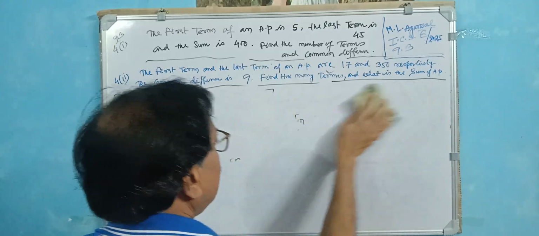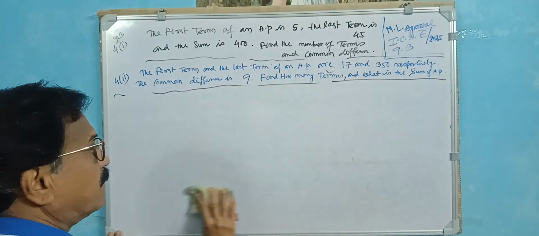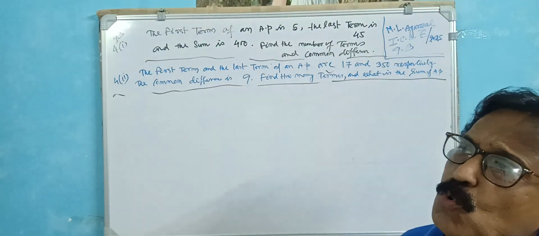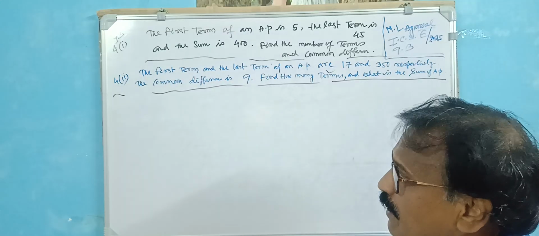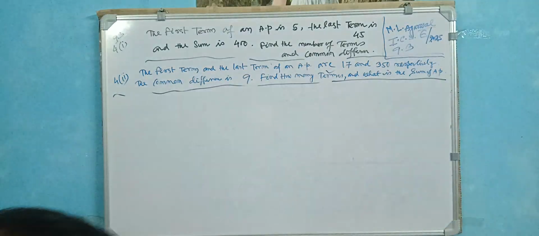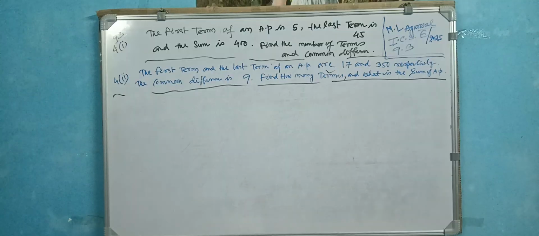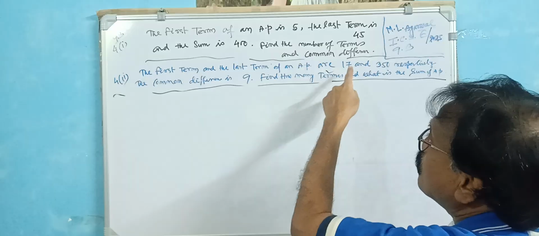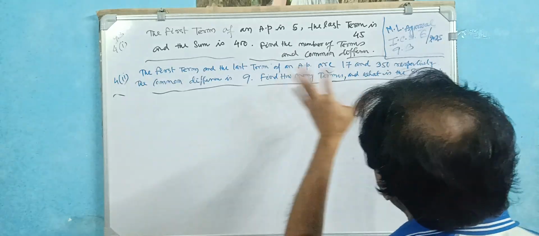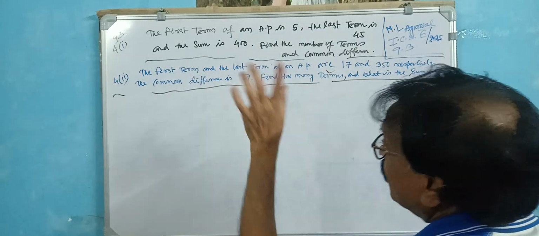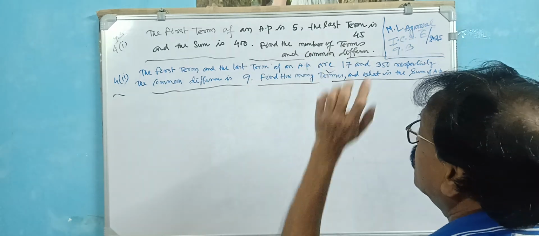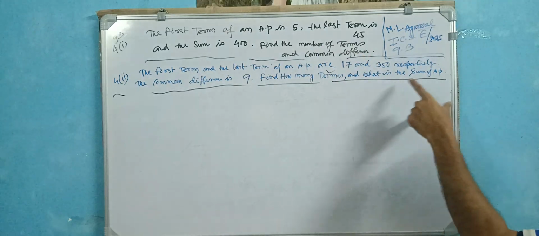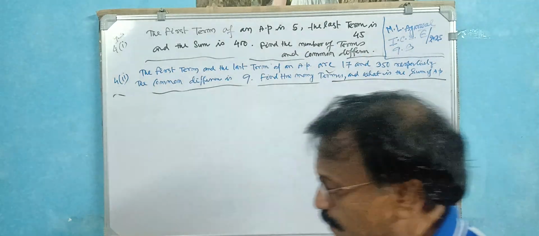Now the next sum. This is a different pattern. Three or four items are given and two items are unknown, which will be solved. Here is the second sum. The first term and the last term of an AP are these respectively. The common difference is 9. Here the common difference is given. Unknown is how many terms, find how many terms, and what is the sum, that is Sn. Okay, clear.